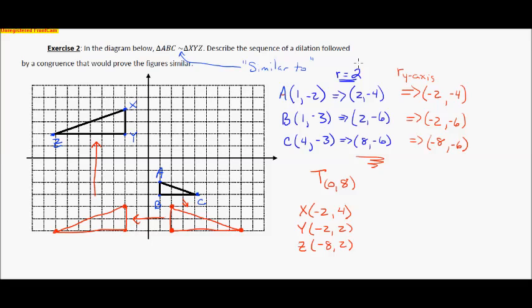So I did the dilation first, and then I did a sequence of transformations, which again we call a congruence. But I did that sequence. First I did a reflection over the y-axis, and then I did a translation up 8. Alright, so those are the kind of things that I'm going to expect that you can tell me once we get them on the coordinate plane here.